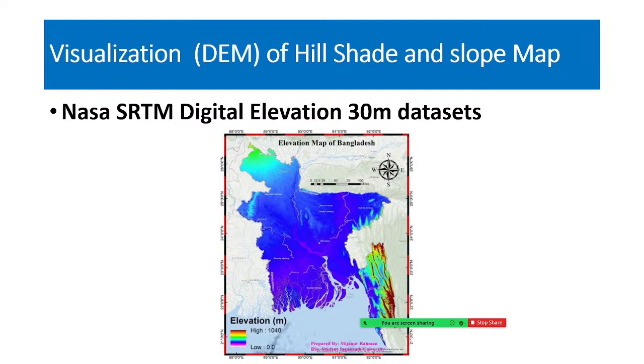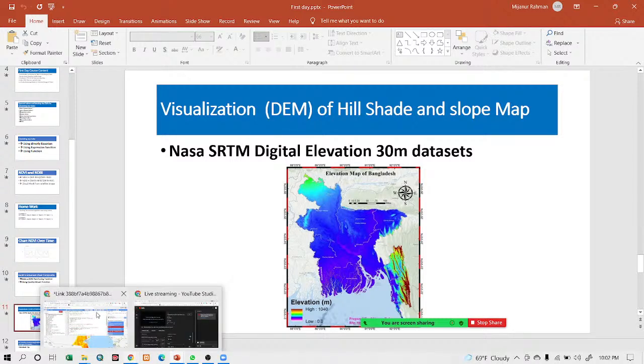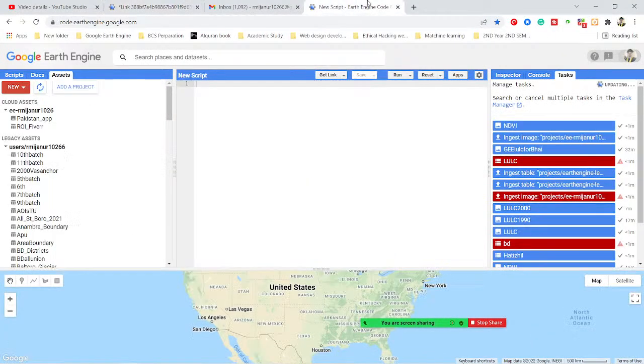Okay, hillshade map. I will do everything in the Google Earth Engine platform for creating these TIF images. Then I download these TIF images and work with the ArcMap software, and create the map layout. So I will show you how you can easily make the TIF image. First of all, I simply open my code editor.